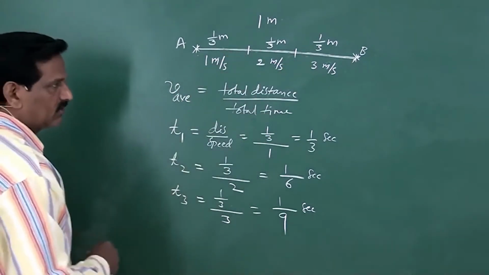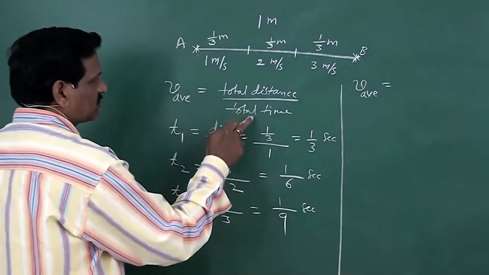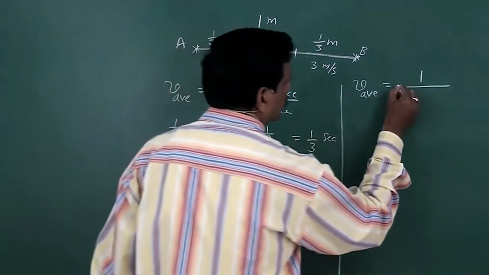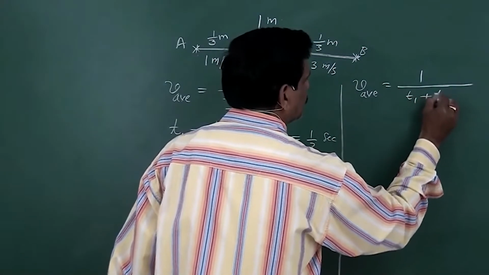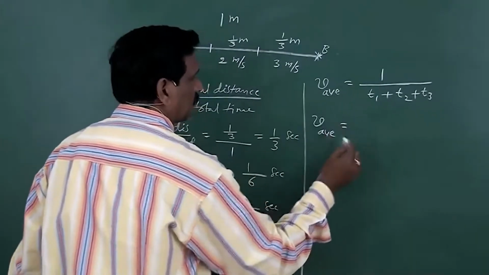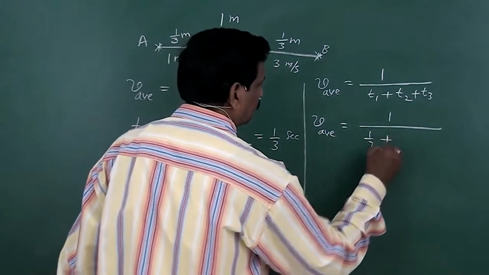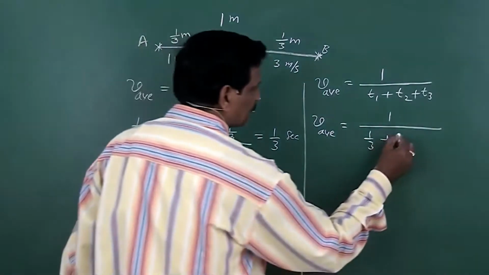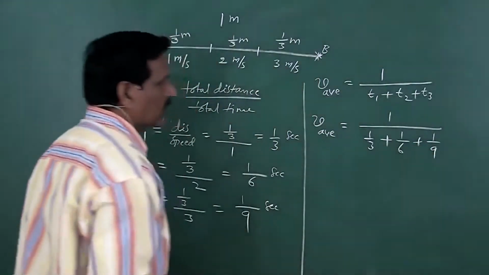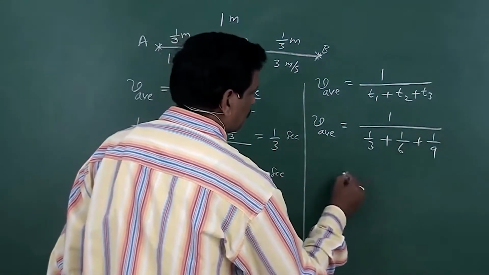So T1, T2, T3. Now average speed. Average speed equals total distance by total time. Here total distance is 1 by total time, T1 plus T2 plus T3. So V average is equal to 1 by T1, T1 is 1 by 3 plus T2 1 by 6 plus T3 1 by 9. Okay. So average speed equals 1 divided by 1 by 3 plus 1 by 6 plus 1 by 9.